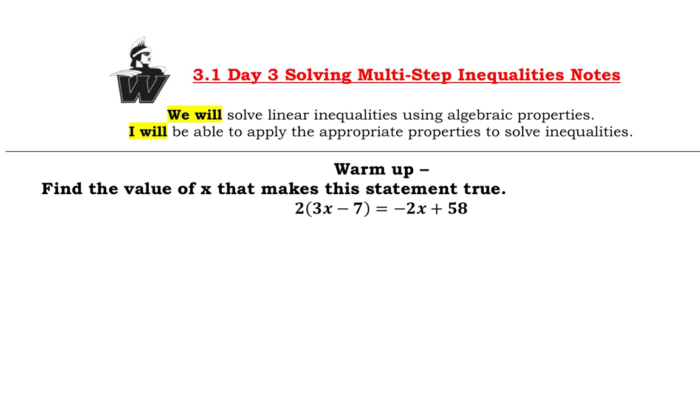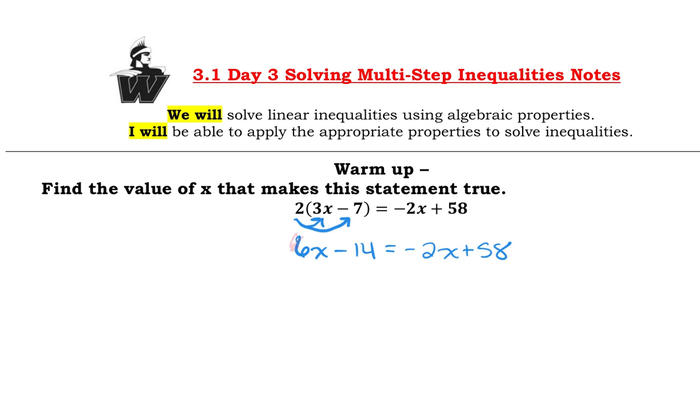Looking at the warm-up, find the value of x that makes this statement true. What do we get when we multiply 2 times 3? 6x. What about 2 times negative 7? Negative 14. And then we bring everything down. Let's go ahead and put our x's together.